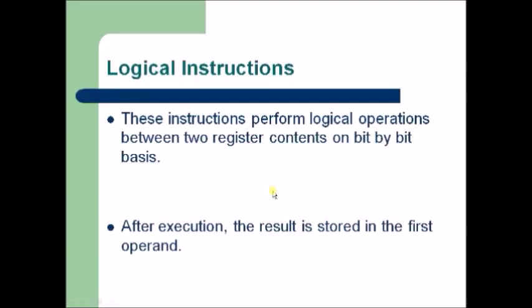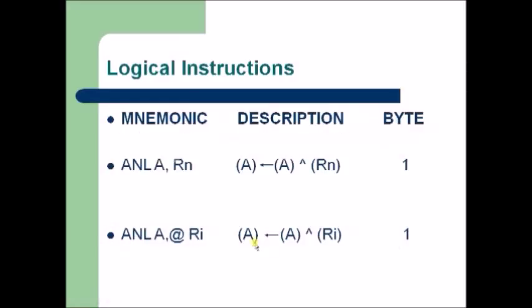These instructions perform logical operations between two register contents on a bit by bit basis, like logical AND, logical OR. Okay, and let us see those things. After execution, the result is stored in the first operand, which is similar again to arithmetic instructions. Now ANL, which is nothing but AND logical. So it performs AND operation between A and Rn, and the result will be stored inside A.